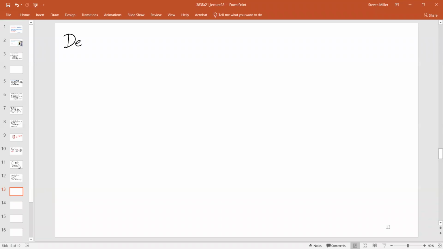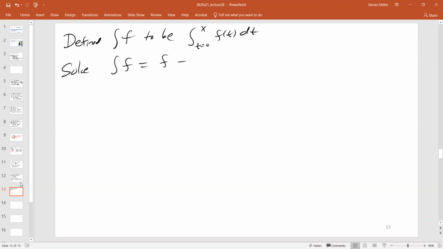All right, so again, we have defined integral of f to be the integral t goes from 0 to x of f of t dt. So we want to solve integral of f equals f minus 1. So that's the same f minus the integral of f equals 1. Everybody agree with it? Just moving things over. This is the same as 1 minus integral acting on f equals 1.